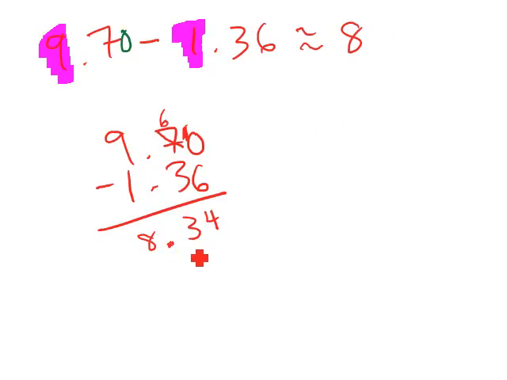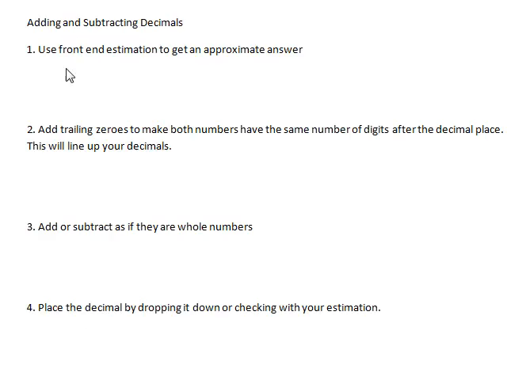Check with my estimate. My estimate was around 8. This is around 8. I dropped my decimal point straight down. If I'd forgotten the decimal point, this would help me catch a mistake. You would not want to write down 834 as your answer. Okay, one more example, just a final example with explanations to sum things up here.